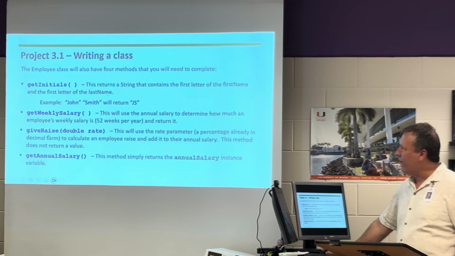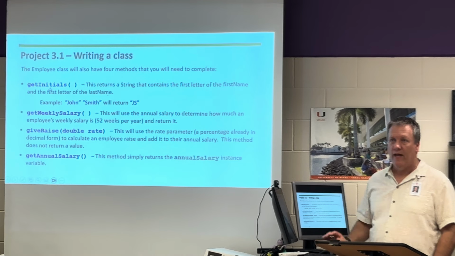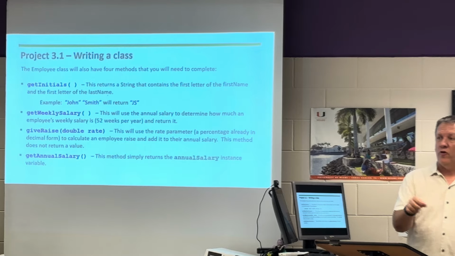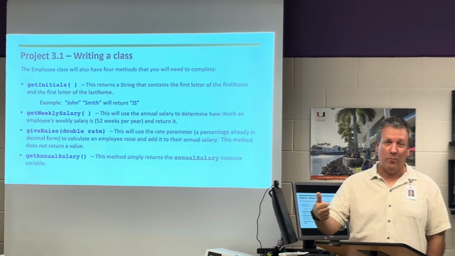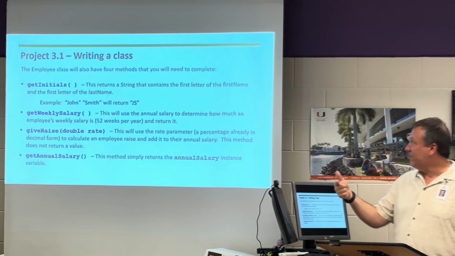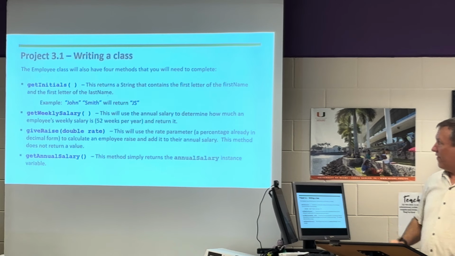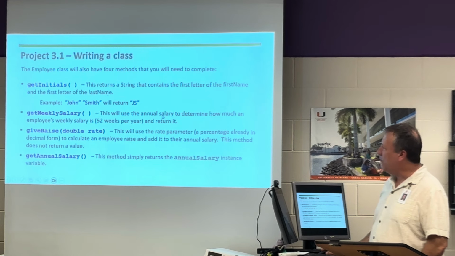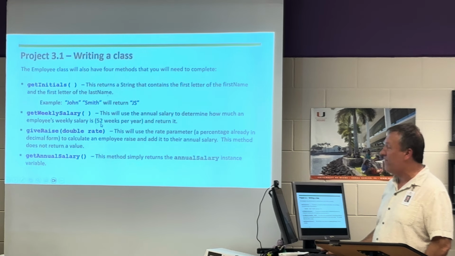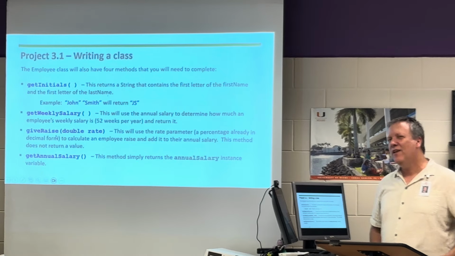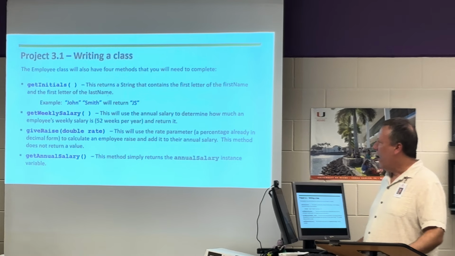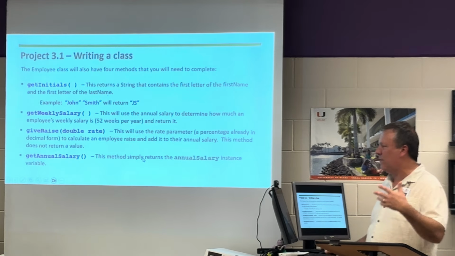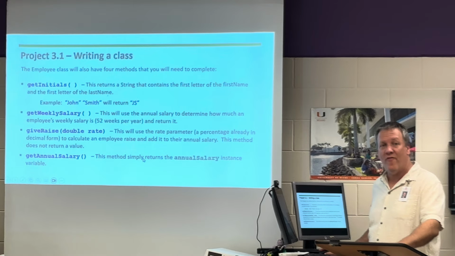Then there are these 4 methods. Get initials. If the name is John and Smith, you would return JS. Can you get the first letter of the first name? You did this with Pig Latin, right? First letter of the last name, and it's going to return those 2 letters together. Get weekly salary. Can you take the annual salary and divide it by 52? That's what the annual salary is. Can you give them a raise? Hey, isn't giving someone a raise very similar to adding interest? You got the code for adding interest. And then finally, get annual salary. Oh, that just simply returns the annual salary. Those are the 4 methods that you're going to write.